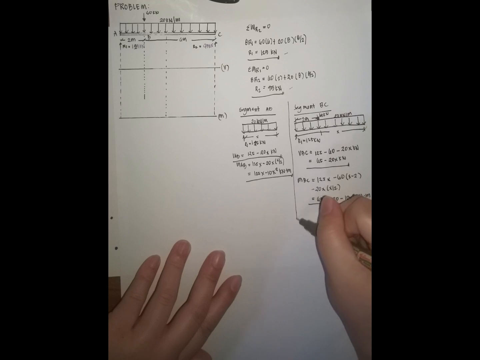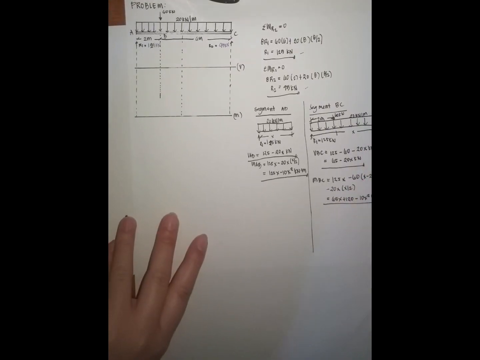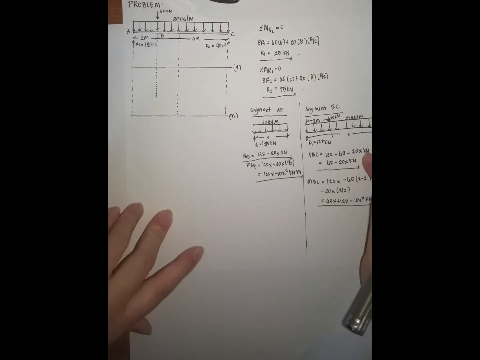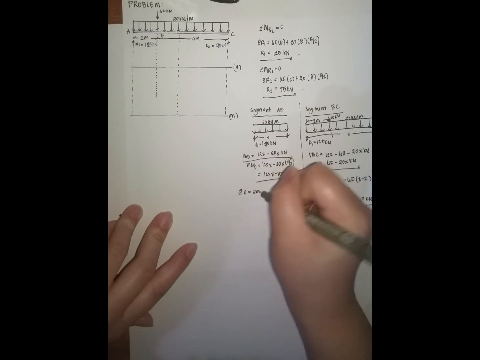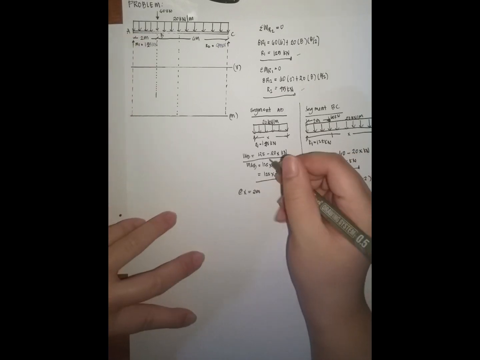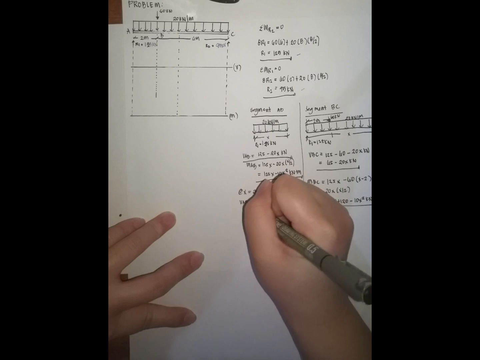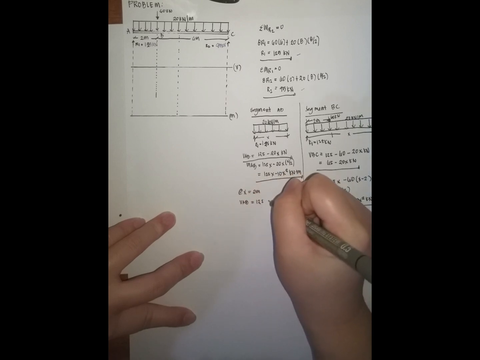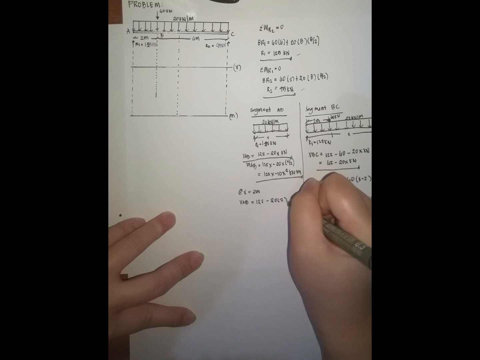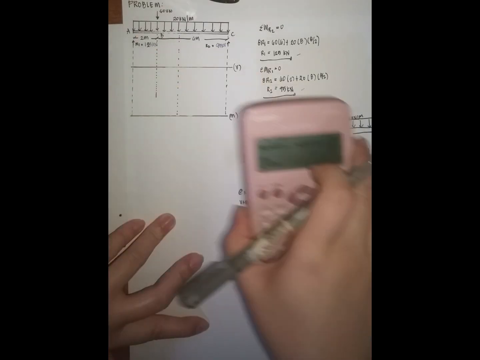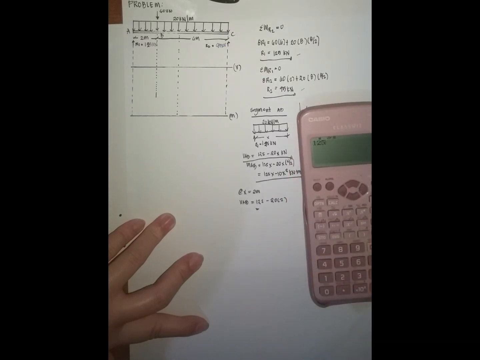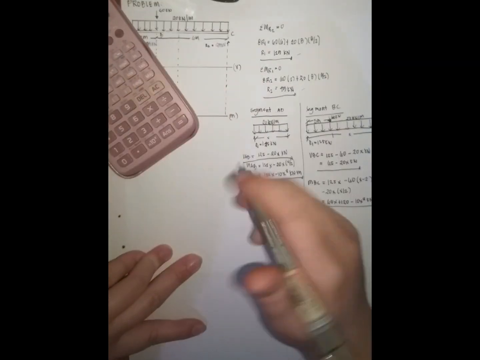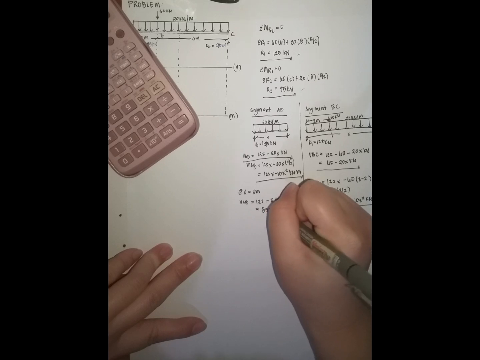Okay, so let's put the value of x. First, at x equal to 2 meters, we have 2 meters here. So let's solve the VAB first. 125 minus 20 times 2. So 125 minus 20 times 2 equals 85 kN.